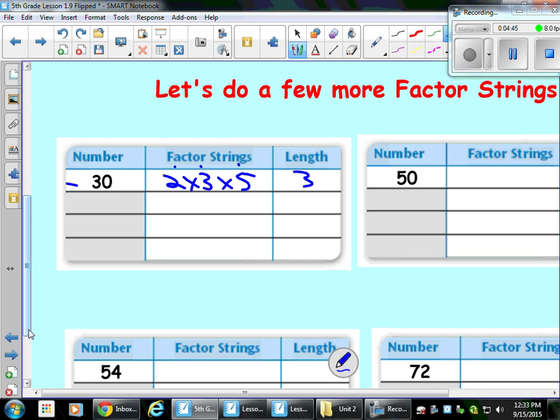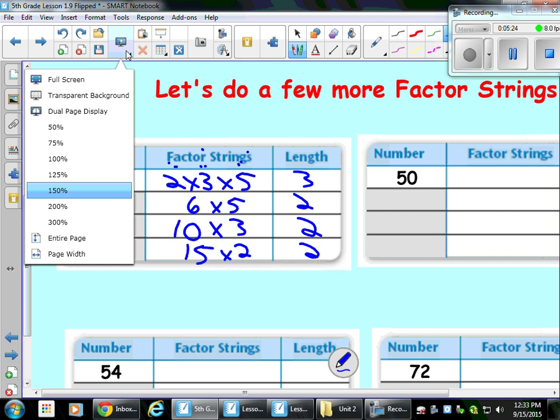Please watch the video over and over again to understand what my directions are on this. Kids always kind of get confused here. Now I'm going to take a look at these numbers here. How can I break them apart? I can go 2 times 3, which equals 6 times 5. You see how I did that? I just took these two numbers. That's a length of 2. What if I did 2 times 5, which would give me 10, times 3, a length of 2. And then if I did 3 times 5 is 15, times 2. All right, hopefully that helps you out a little bit. Let's take a look at 50.